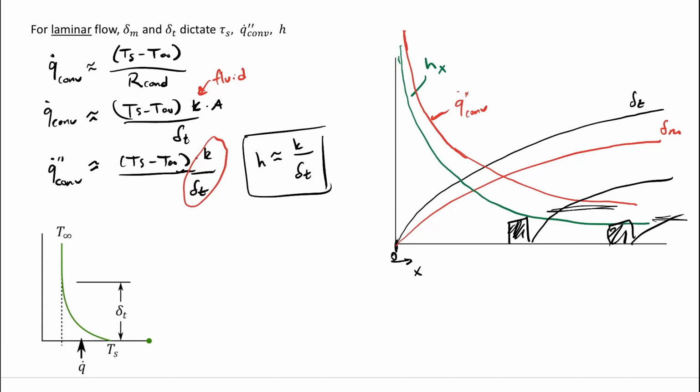Yes, so they're related to the conductivity of the fluid, but basically they're related to each other. The convection is the product of the temperature difference and the heat transfer coefficient, right? So they're just scaled by the convection coefficient.